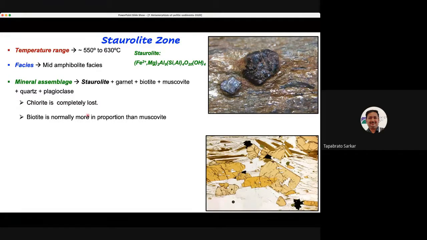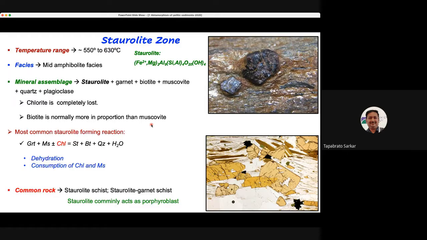And biotite is normally more in proportion than muscovite. As you have seen, muscovite is also lost in the reaction. So muscovite takes part in the reaction and forms biotite. So dominantly what you have is garnet, there is staurolite, and there is muscovite. Obviously, I don't say that all muscovite is lost, but majorly there is more biotite than muscovite in the staurolite zone.